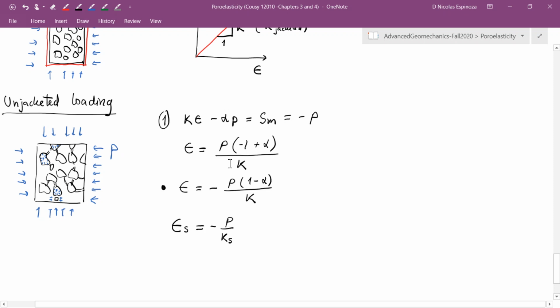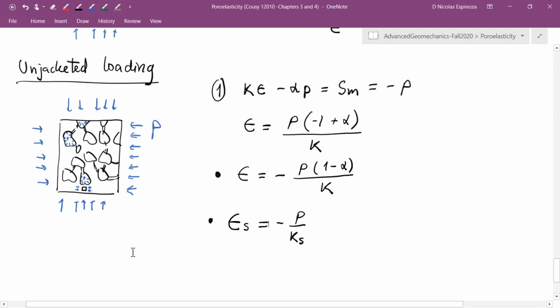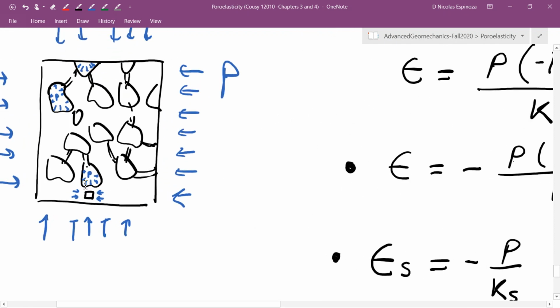And we're going to go into one more step here that requires a little bit of trying to picture this example and trying to imagine what is going to happen when it deforms. And notice that this entire volume is going to shrink a certain amount. And that shrinkage is going to be related to how much the solid part shrinks. But the solid part shrinkage, we saw that is going to be proportional to the pressure and inversely proportional to the bulk modulus of the solid.